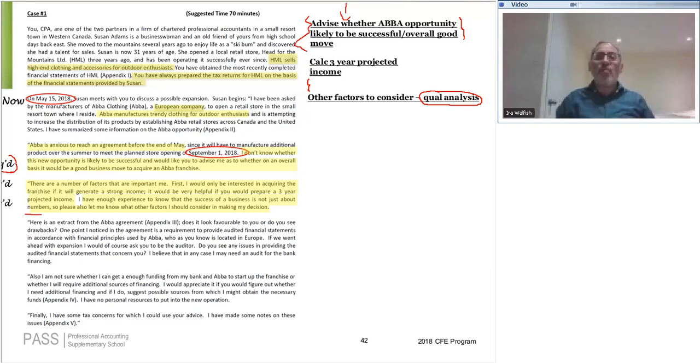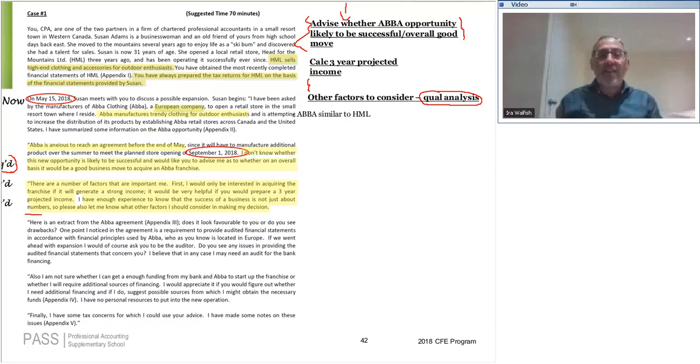Now that I know my required, I know I'm advising on this Abba opportunity, and I know that in addition to doing quants, I need to do qualitative analysis. Now I understand why they describe the two businesses, and now I understand why it's relevant that Abba and HML are fairly similar. Initially, I didn't know why it was relevant. Now I know why it's relevant. It affects my qualitative analysis.